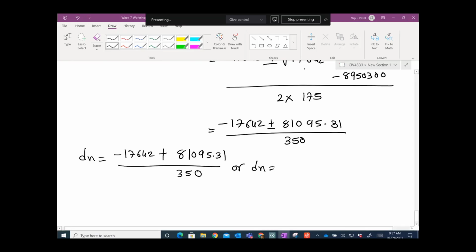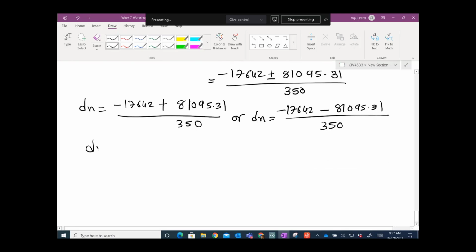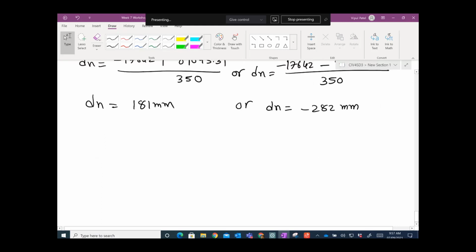or you have 17642 minus 81095.31 over 350. Now one number is going to make sense, another one will not. With this plus sign you have 181 millimeters, or you have another one which is minus 282 millimeters. And in that case, we can just cross this one out, this 181.